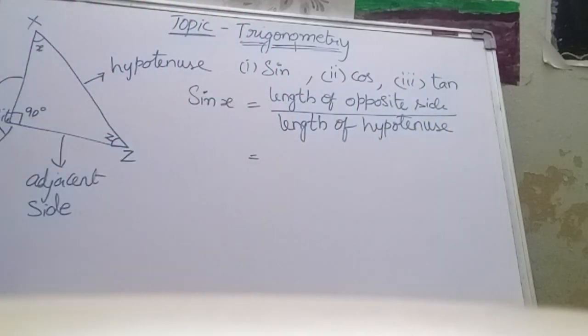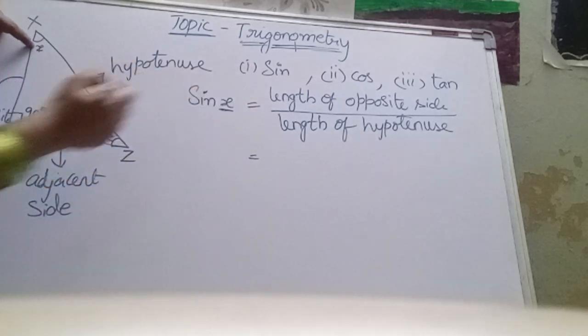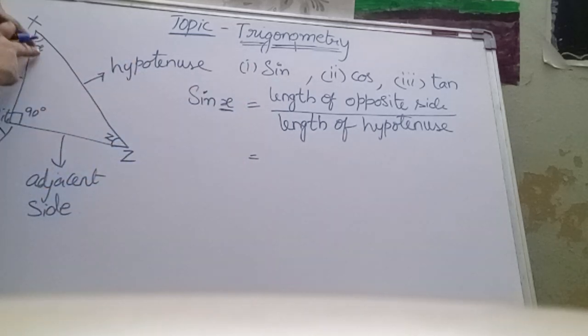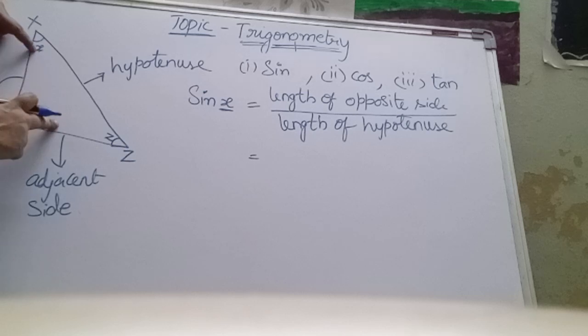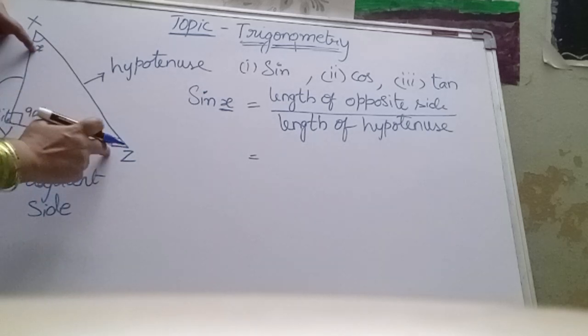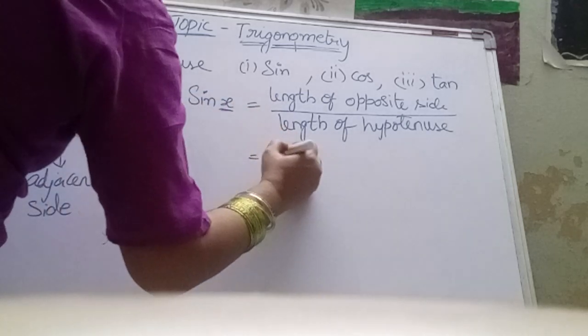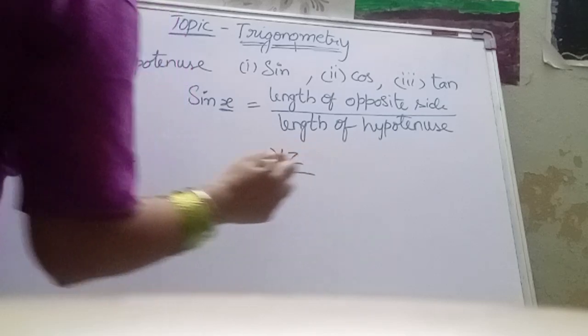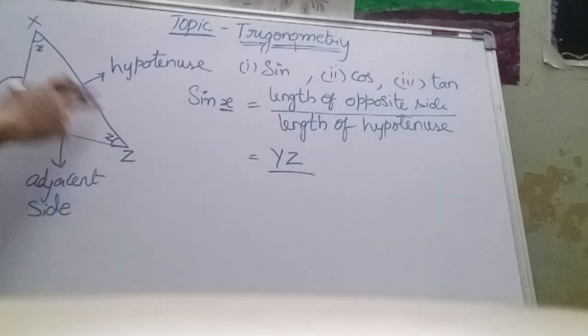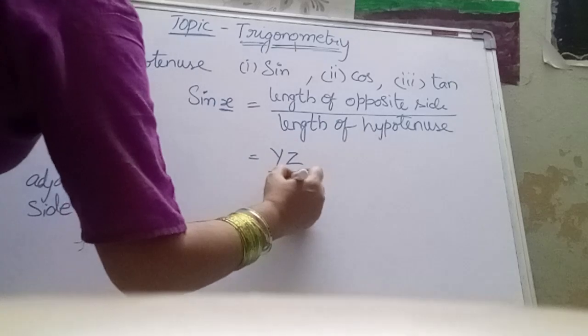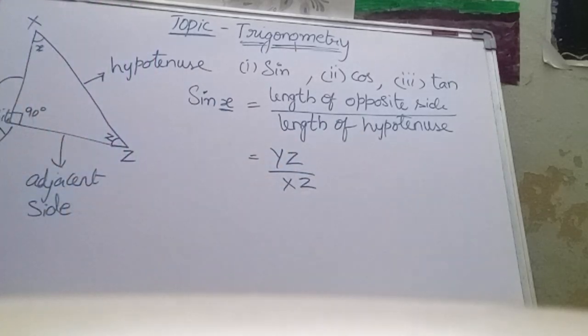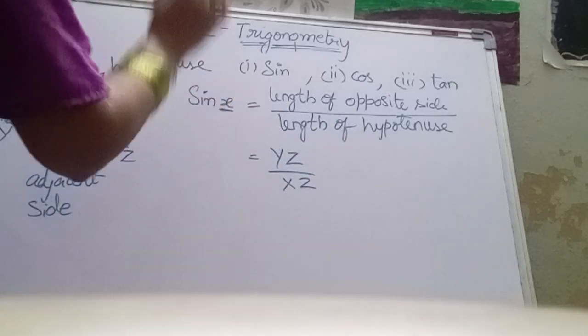Okay, so now see, we are finding it for this angle. What is the opposite side? This is the opposite side, that is yz, by the length of the hypotenuse. What is the hypotenuse here? Xz. Okay, this is about sin x.